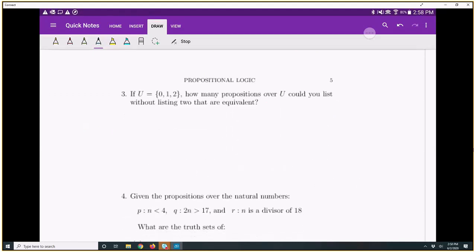Question 3. If the universe is the set {0, 1, 2}, how many propositions over the universe could you list without listing 2 propositions that are equivalent? Well, let's remind ourselves that 2 propositions are equivalent if they have the same truth set.